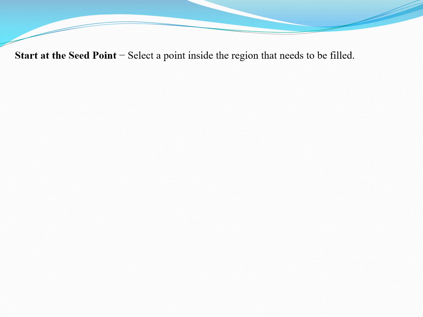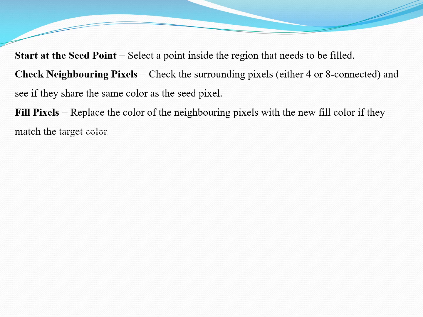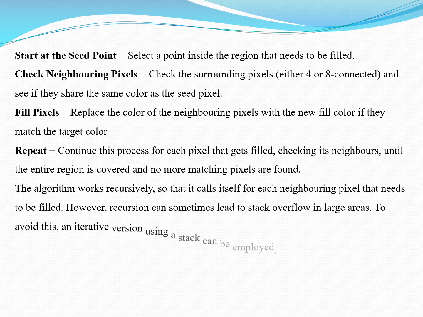Start at the seed point: select a point inside the region that needs to be filled. That is your pixel. Second, it will check the neighboring pixels, the surrounding pixels, either 4 connected or 8 connected, and see if they share the same color as the seed pixel. Then it will replace the color of the neighboring pixel with a new fill color if they match the target color. Target means the color we decided; it will fill that pixel.